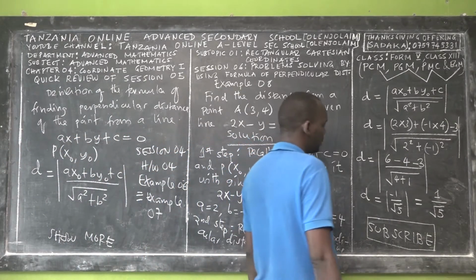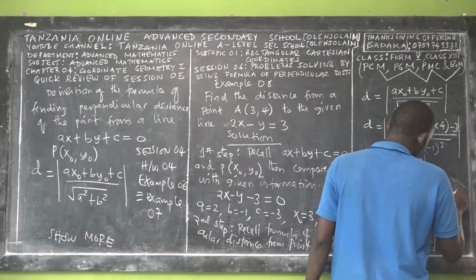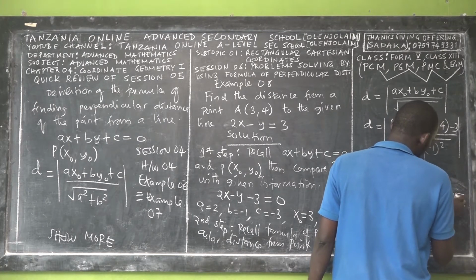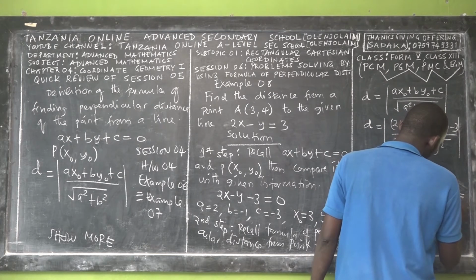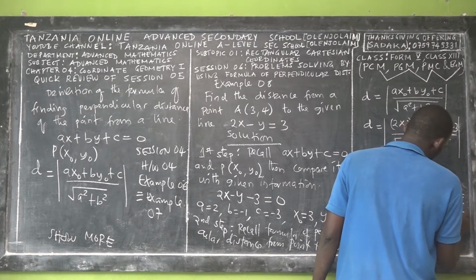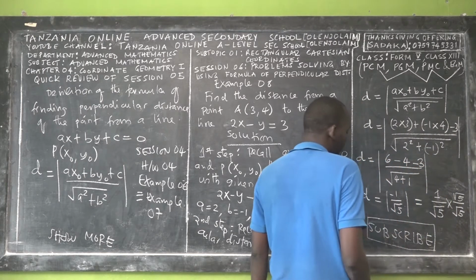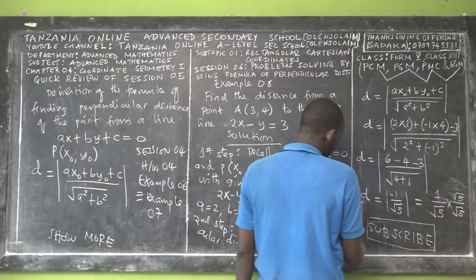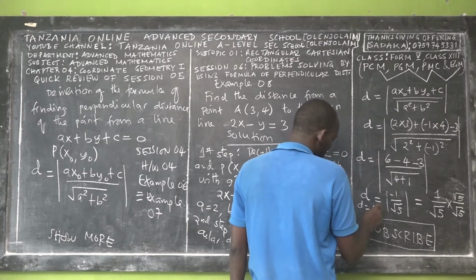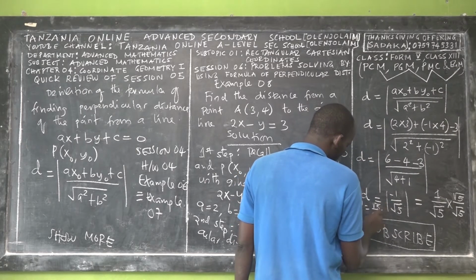Here's the distance. We can rationalize the denominator, so we can multiply by root 5 over root 5. We didn't change anything because root 5 over root 5 is equal to 1. And then the distance now is equal to root 5 over 5.